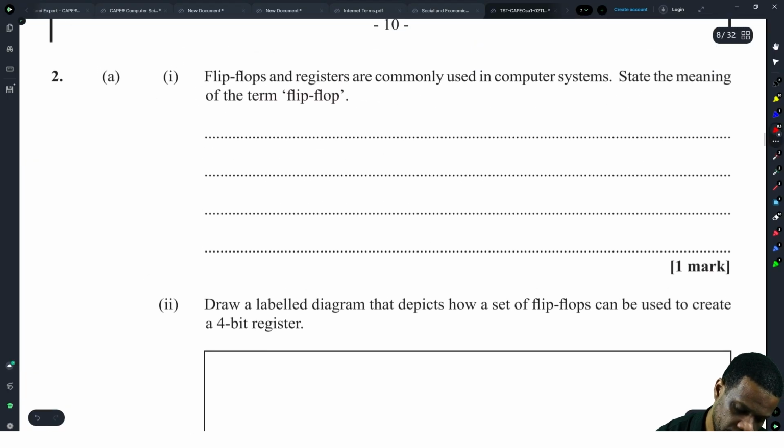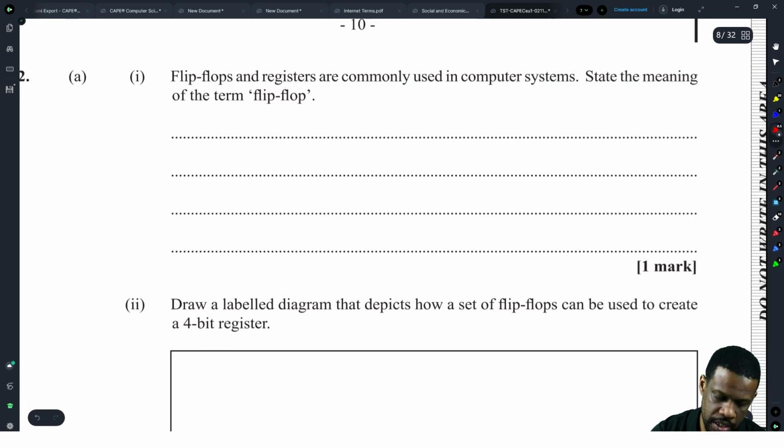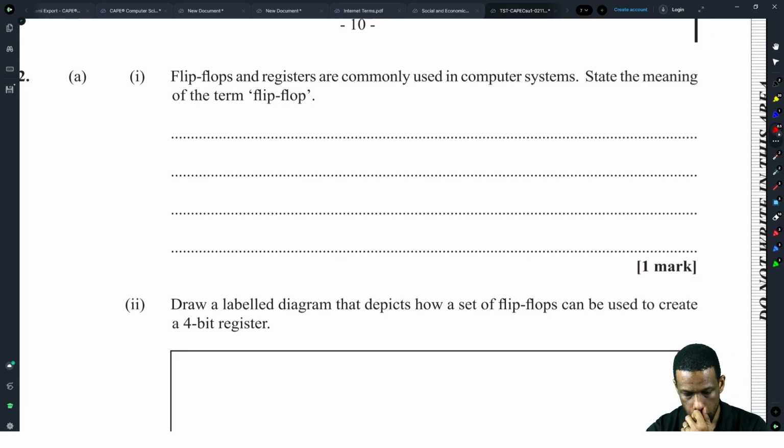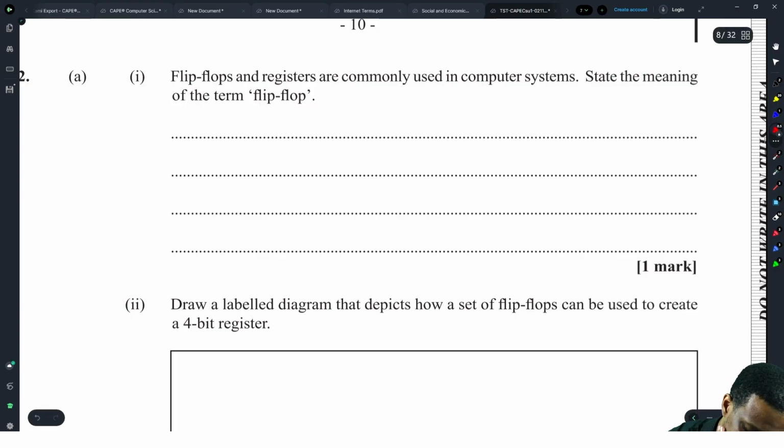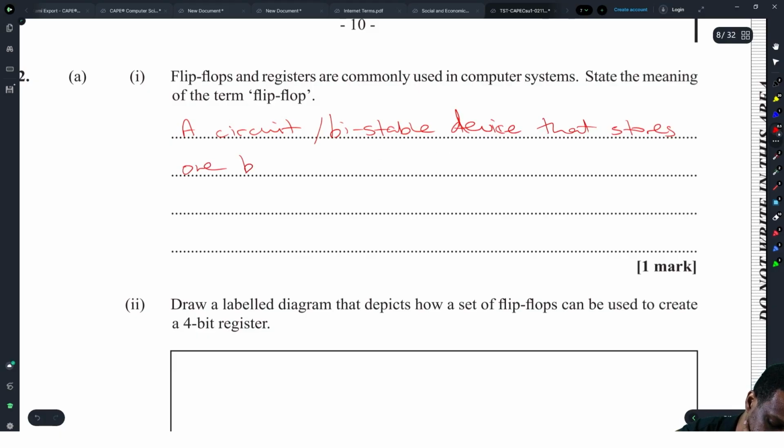2. Flip-flops and registers are commonly used by computer systems. Say the meaning of the term flip-flop. For 1 mark, what they usually want is a circuit or bistable device that stores 1 bit, essentially like that. Bistable device that stores 1 bit.